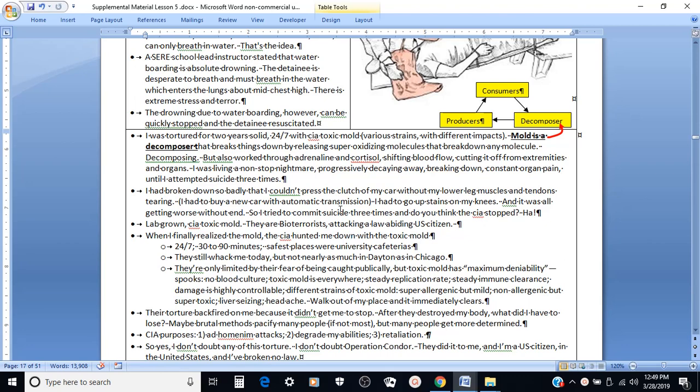All right. Lab-grown CIA toxic mold, right? They're bioterrorists. They're talking about finding WMD. They're terrorists. They're bioterrorists. Attacking a U.S. citizen in the United States who's done no wrong.